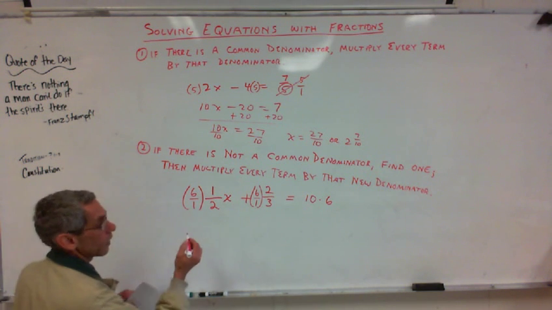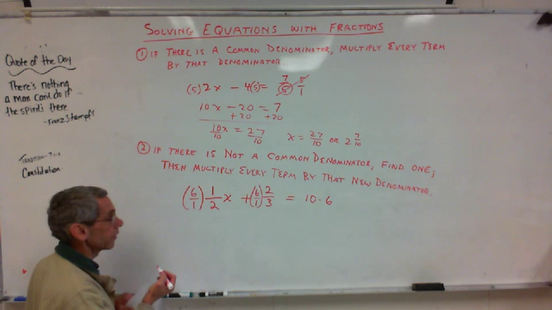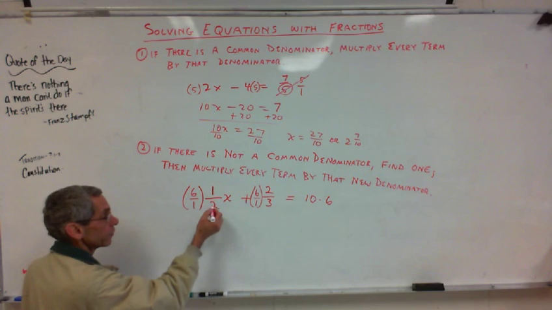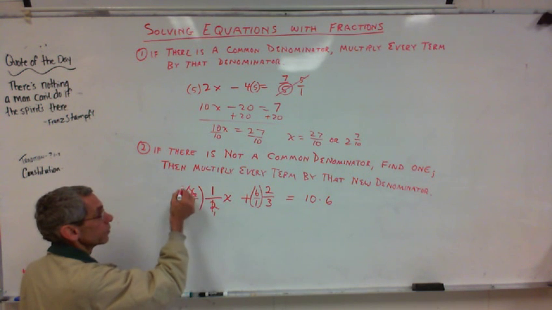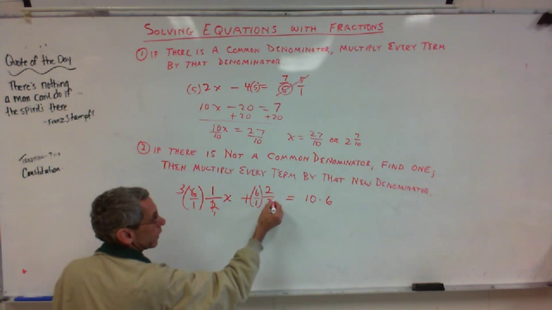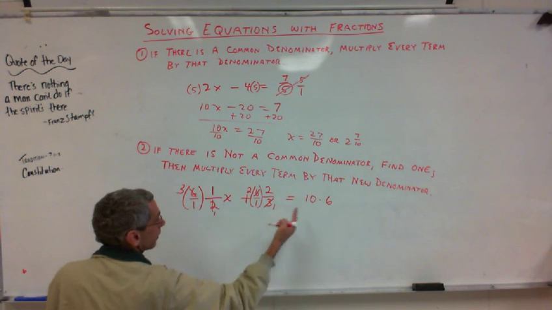So watch what happens. Now we're going to use our upstairs, downstairs, cross-reducing stuff, right? So 2 goes into 2 how many times? Once. 2 goes into 6 how many times? 3 times. 3 goes into 3 once. 3 goes into 6? Twice. Okay, and then we're fine.